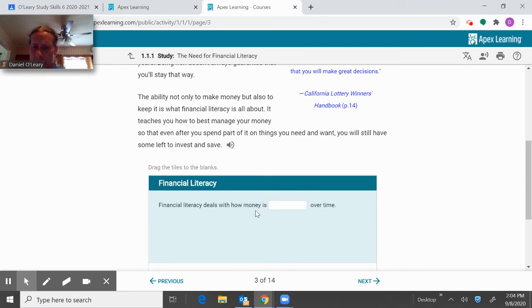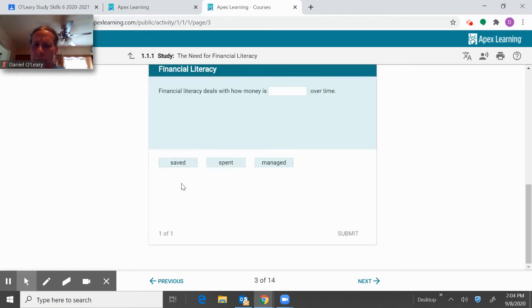Financial literacy deals with how money is blank over time. How money is saved over time, spent over time, or managed over time. And then after you put your answer, let's say I think it's spent. If I hit submit, it'll tell me whether or not that's correct. And if you put spent, and you go, I don't think it's that, you can drag it down and then put one of those different answers up there.